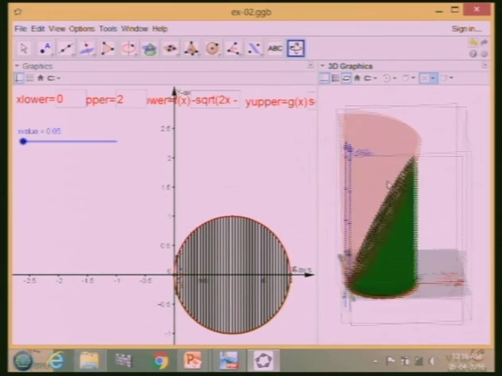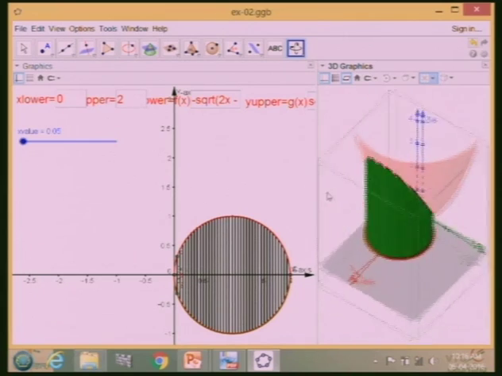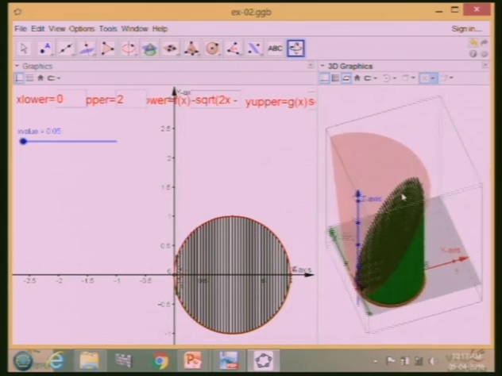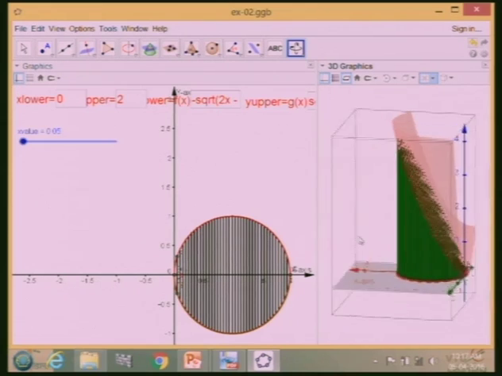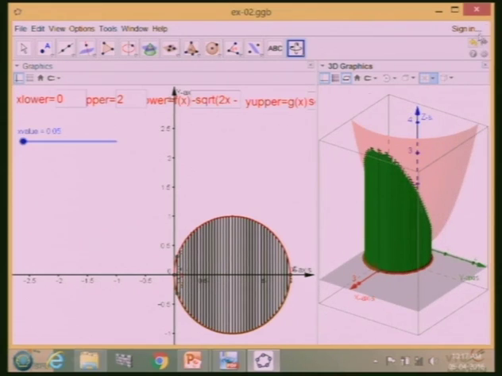So, that is the volume of the solid below z equal to x square plus y square, above the xy plane, inside the cylinder. This green colored portion is the volume for that particular example.